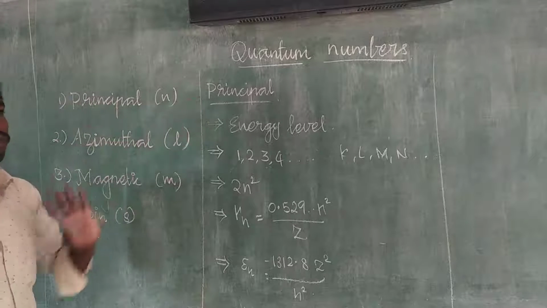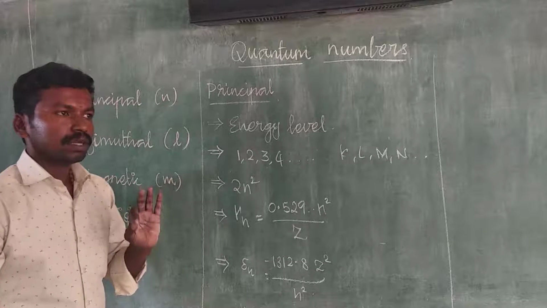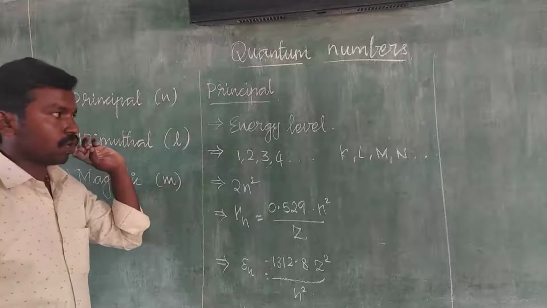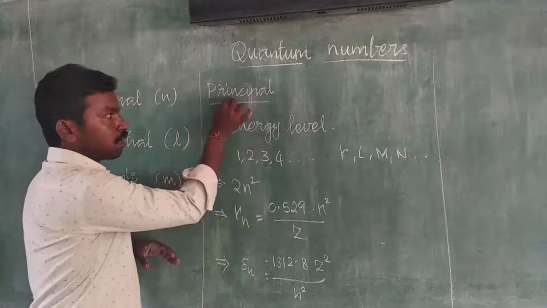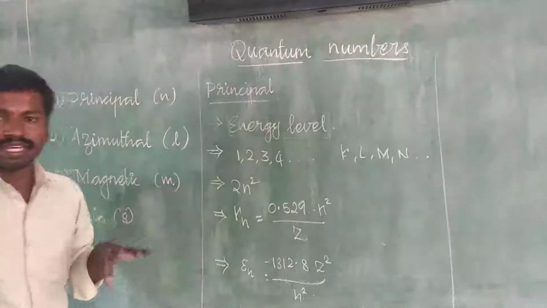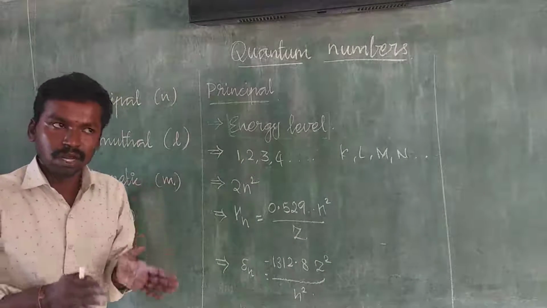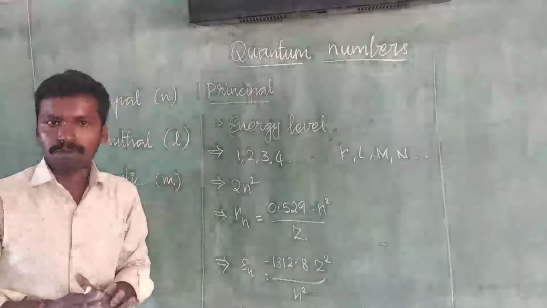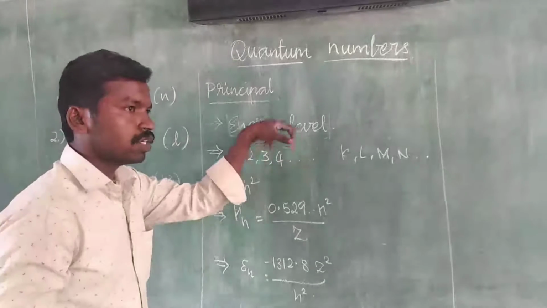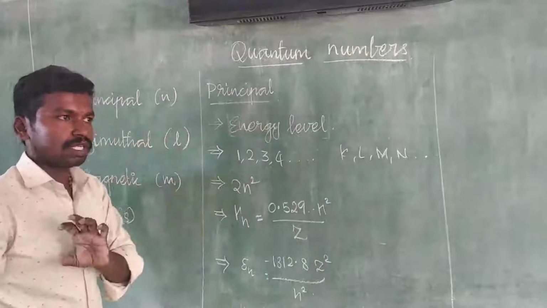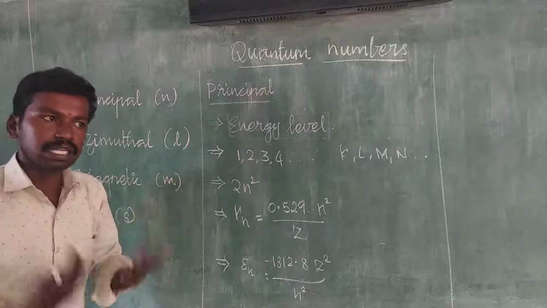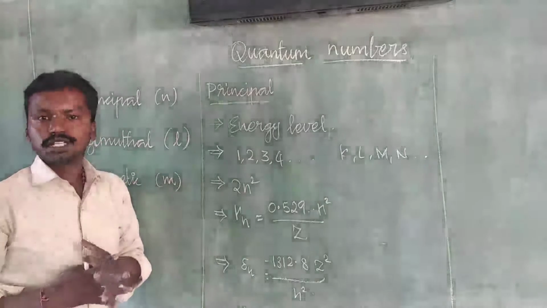First, the principal quantum number. It is denoted by the symbol N. This principal quantum number is mainly used to represent the energy level, the orbit, the circular path, all the same. It is mainly used to represent the energy level in which an electron is present, like the first orbit, first energy level, or first shell. Everything is the same.